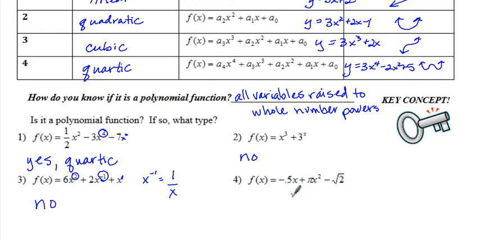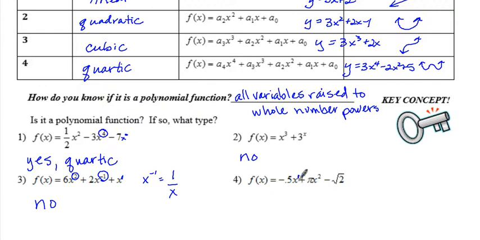Number 4, negative 0.5x plus pi x squared minus the square root of 2. We might be hovering over the no button on this one because of all these funky numbers here. But let's look back at what we're looking for. We're looking for the powers on the variables. We're looking for the powers on the x's.